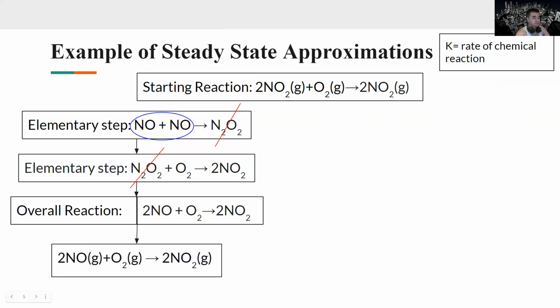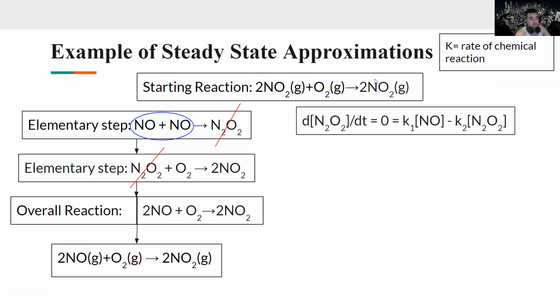So the overall reaction is pretty much the same as this, funny enough. As for the reaction mechanism, N2O2 is the intermediate, so we set its rate equal to 0. As mentioned on the previous slide, it is equal to 0 because the intermediate is being consumed faster than it is being made. So 0 equals k1[NO] minus k2[N2O2]. If we want to get N2O2 by itself, we get k1[NO] divided by k2.